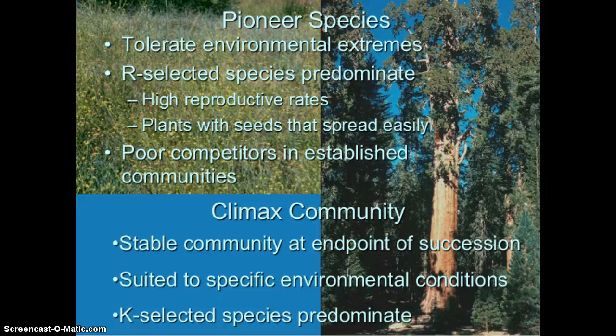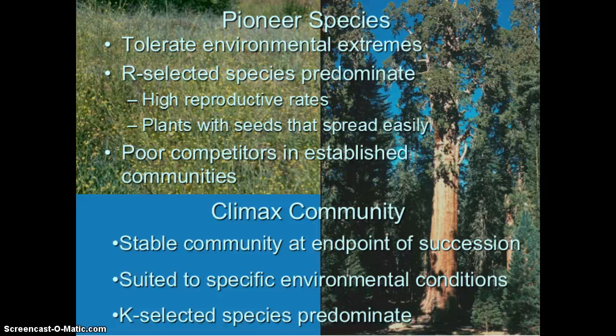We haven't talked about R-selected and K-selected species yet because I'm doing this in a little bit different order. But for now, I want you to write this down, and then later on it's going to make more sense what it means. So you tend to have more R-selected species here, and some of those characteristics of those R-selected species that make them good pioneer species is they have really high reproductive rates. So if they can reproduce really quickly, then they're going to colonize the area really easily. They have plants with seeds that spread easily, and because they spread, it's going to kind of take over that whole area.